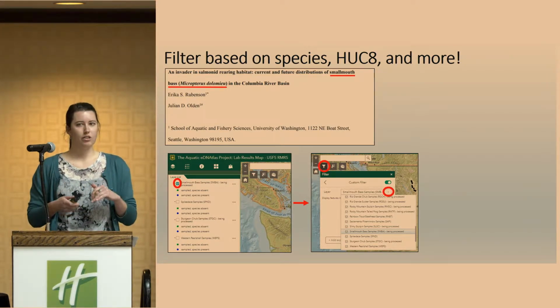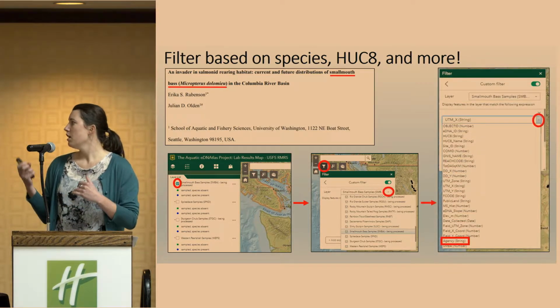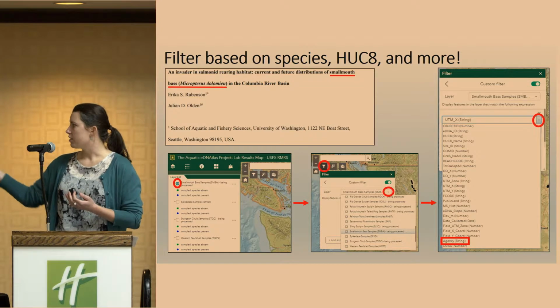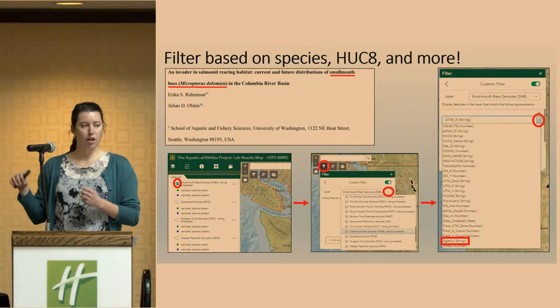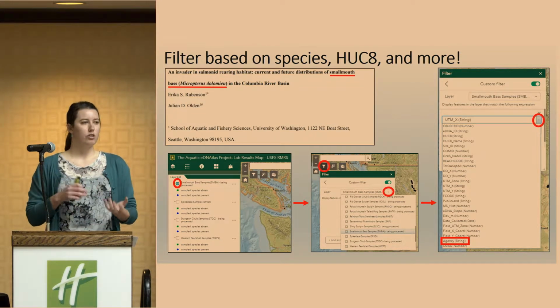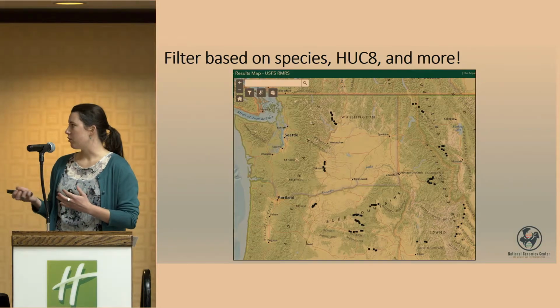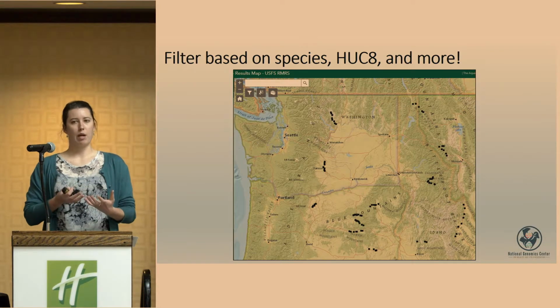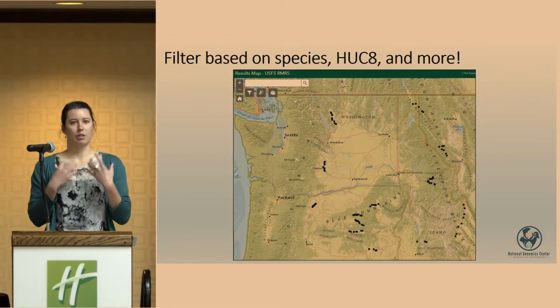I would once again choose smallmouth bass, and then because I know this project was published with the University of Washington, I'd use this secondary drop-down bar, select agency, and then University of Washington, and that would result in this on the website, which is all the samples only from that project populating the map.